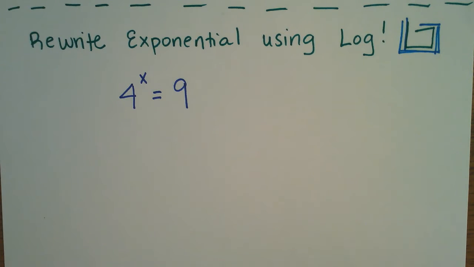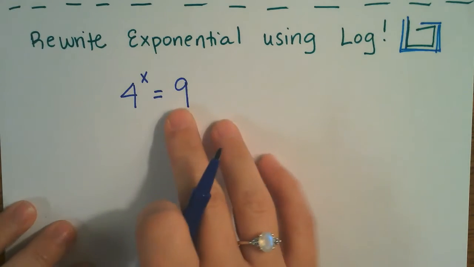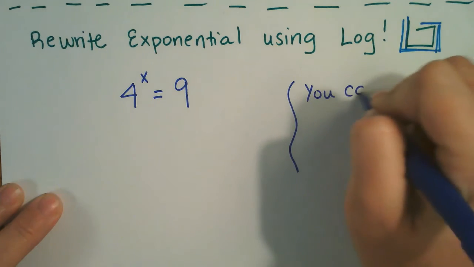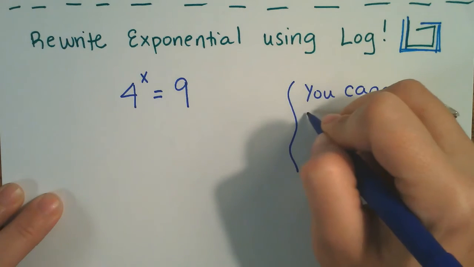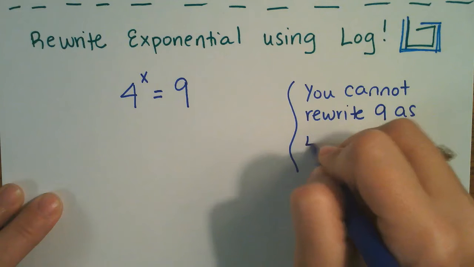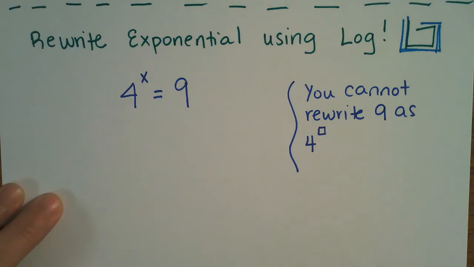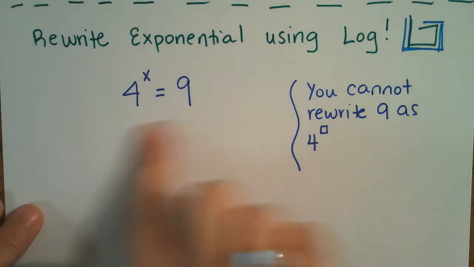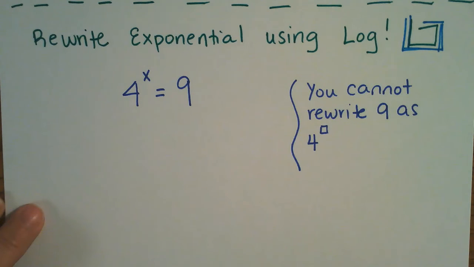The reason we need to rewrite this exponential as a log is that you cannot rewrite 9 as 4 to some power. 9 is not going to be a power of 4. So in order to solve these types of equations, you have to rewrite it as a logarithm, and I'm going to show you how to put it in the calculator once we've done that.